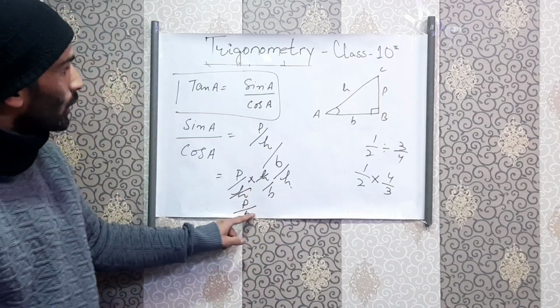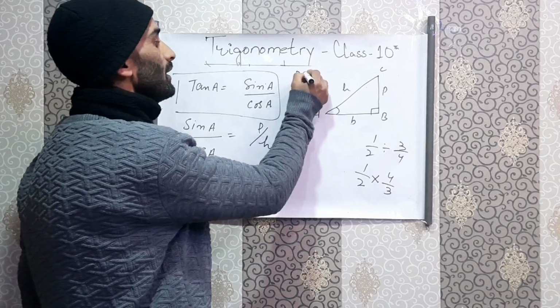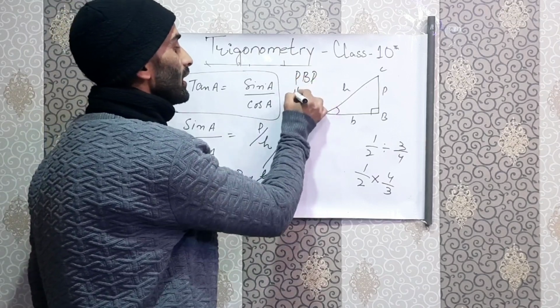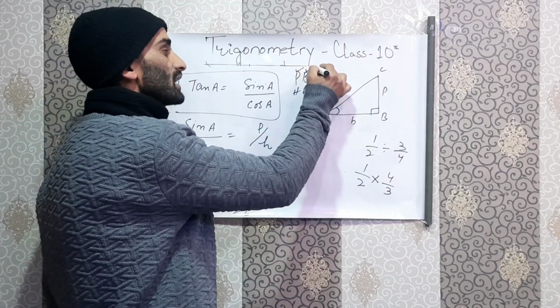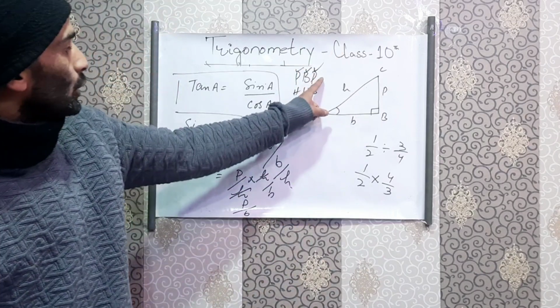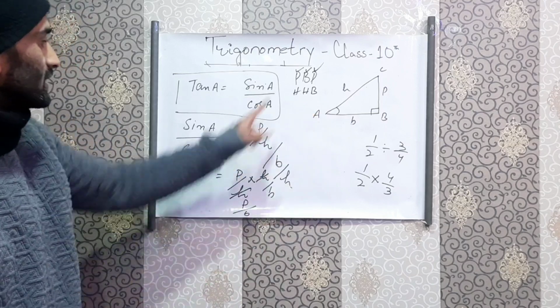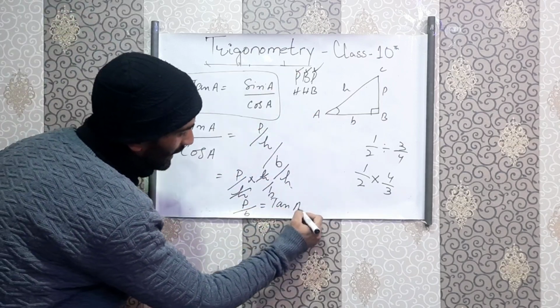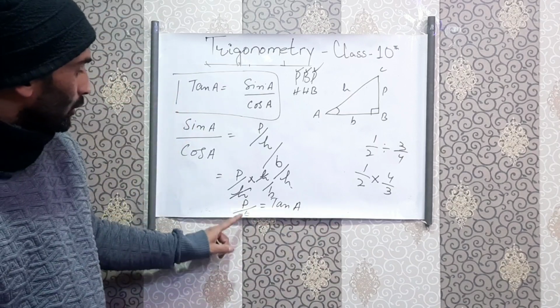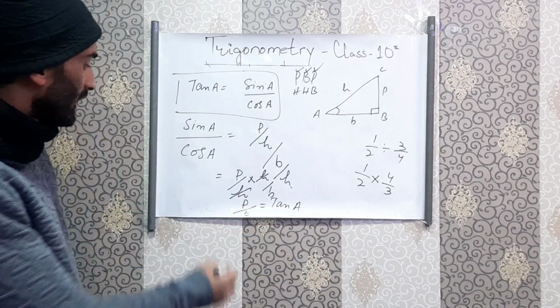Now perpendicular by base, just now we have learned Pandit by Pandit, Hari Hari by. First one is sine, then cos, then tan. Perpendicular by base, what is this? That is tan. So we can write tan A. Perpendicular by base is equal to tan A.